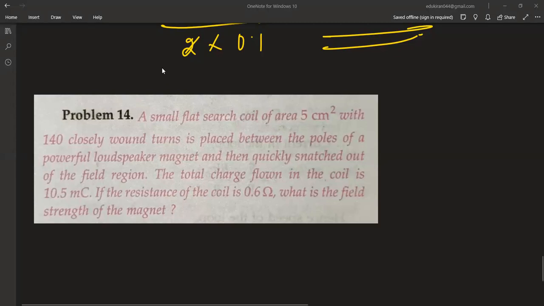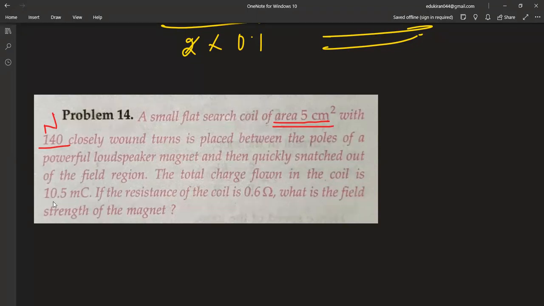Okay, this says that a small flat search coil of area 5 centimeter square, this is the area that is given, with 150 closely wound turns, this is the number of turns, is placed between the poles of a powerful loudspeaker magnet and then quickly snatched out of the field region.